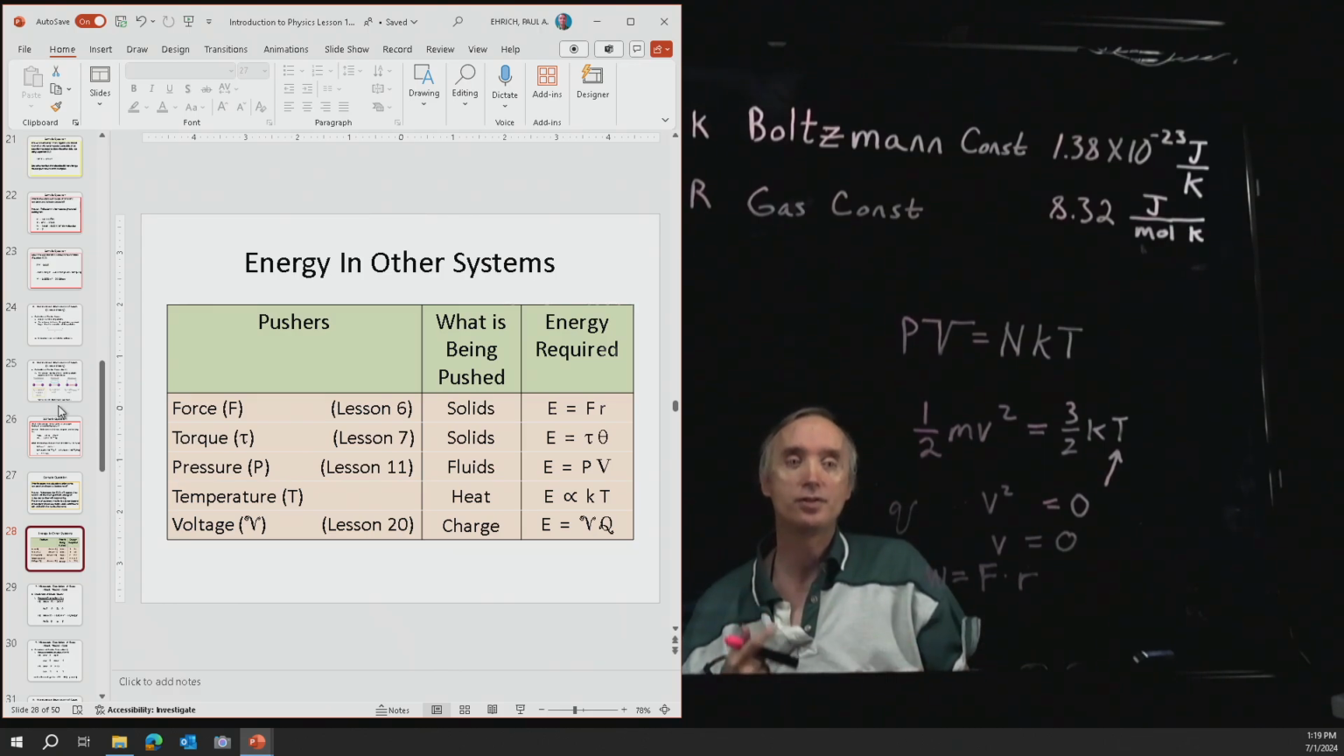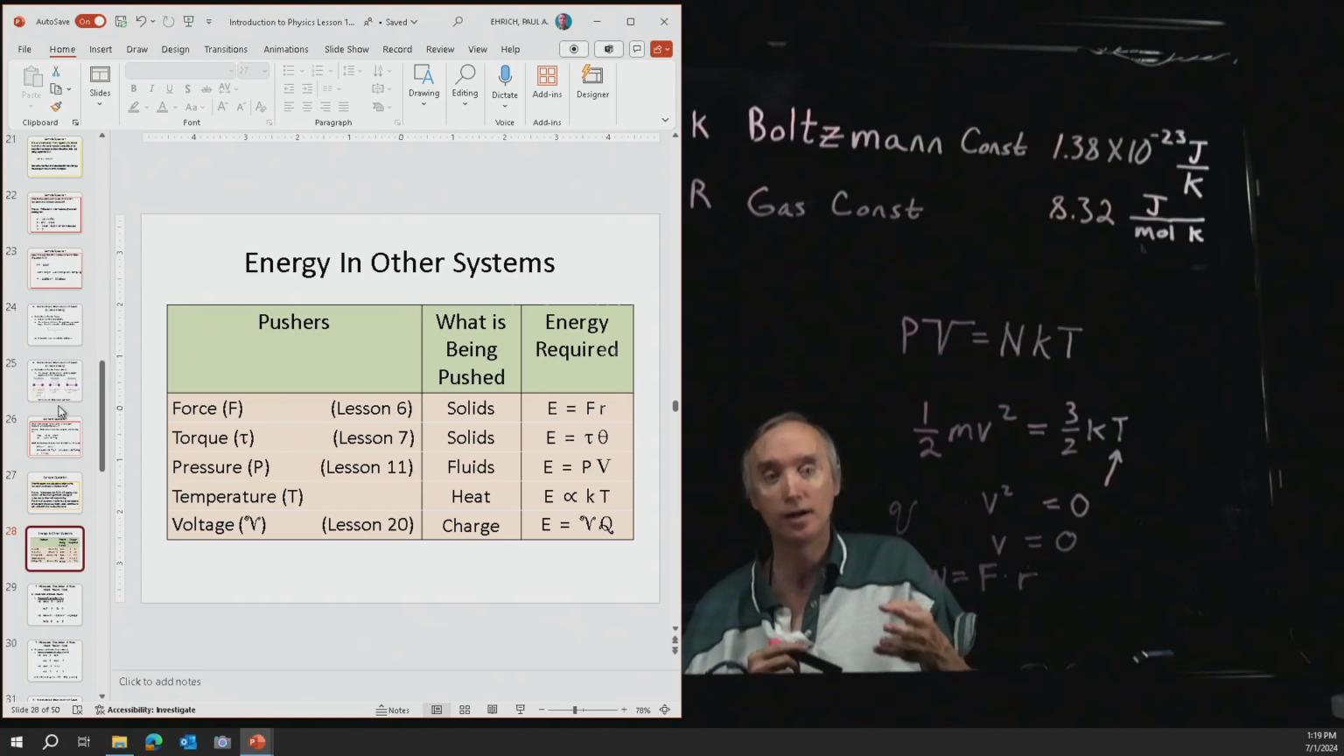So I just wanted you to see that energy is the unifying theme in physics. So no matter what kind of system you're talking about, whether it's a solid system, a fluid system, an electrical system, or a thermal system, the energy is going to be associated with each of these different kinds of systems.